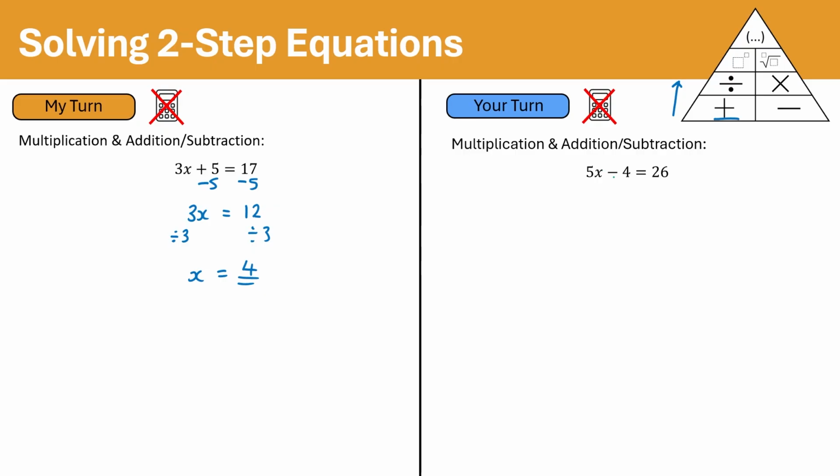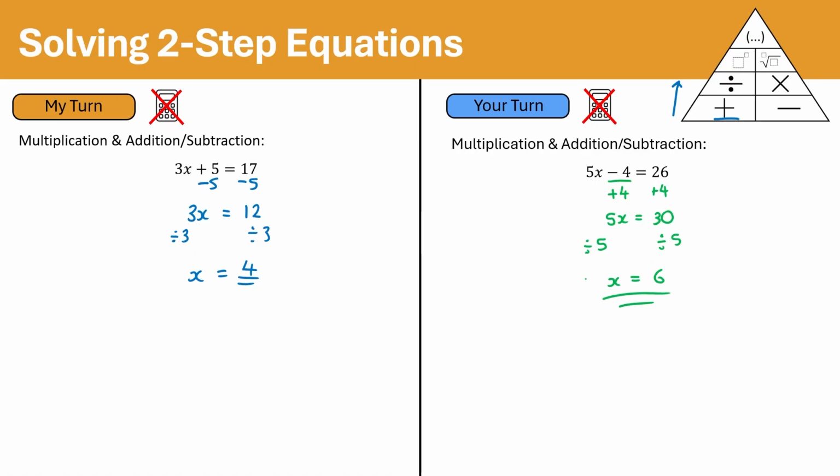Okay, so we've got 5x - 4 = 26. I want to undo subtracting 4, so I will add 4 to both sides of my equation. I do it to both sides so that it's equal. On the left hand side that leaves me with 5x, on the right hand side that leaves me with 30. I'm doing 5 multiplied by x, so I want to undo multiplying by 5. So I'll divide both sides by 5. That leaves me with x on the left hand side, and 30 divided by 5 gives me 6.